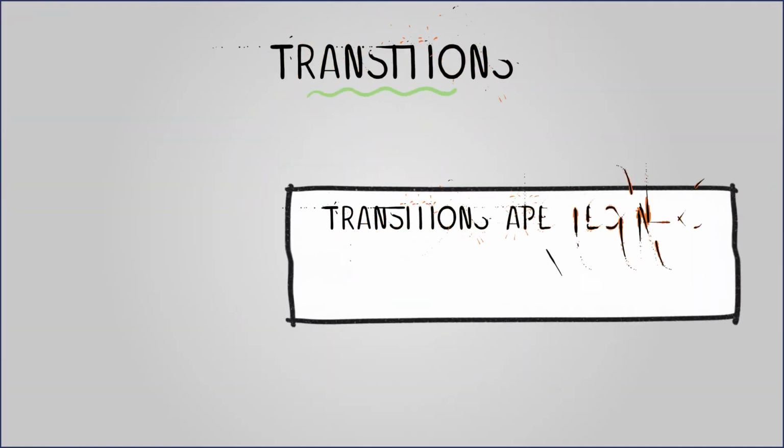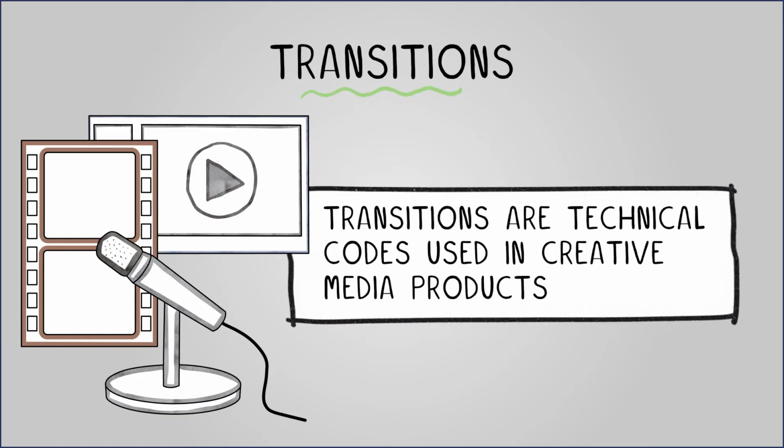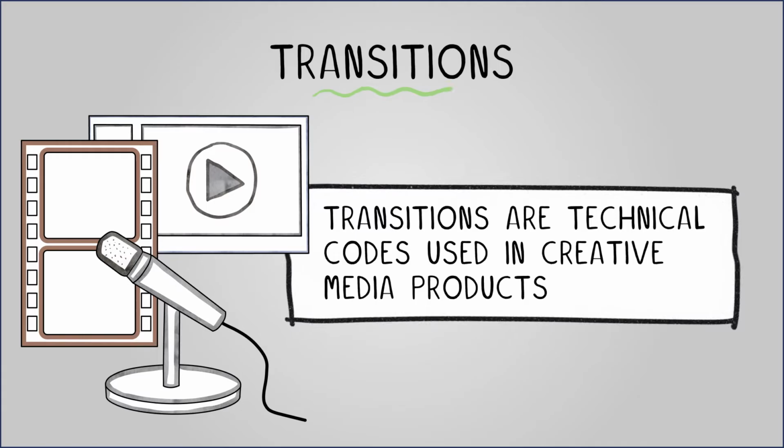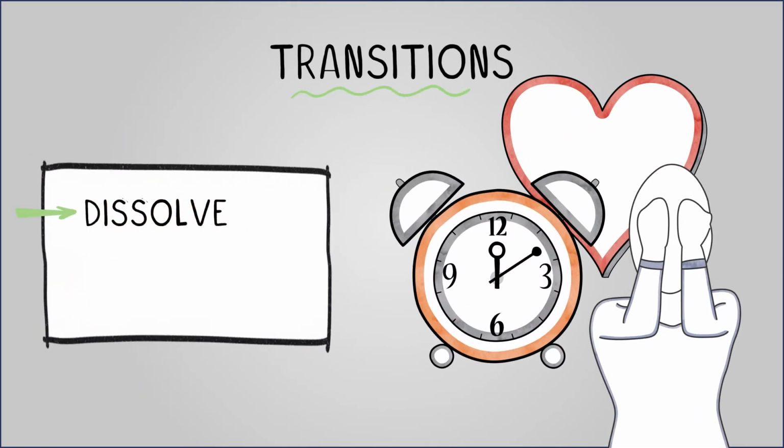Transitions are technical codes used in creative media products like films, multimedia presentations, and radio shows to change scenes, signify time passage, and separate narratives. Popular transition types include dissolve.